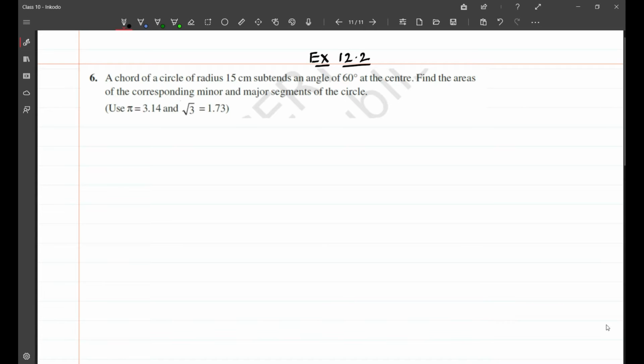Let's see question number 6. A chord of a circle of radius 15 centimeter subtends an angle of 60 degree at the center. Find the areas of corresponding minor and major segments of the circle. In this question we should take pi value as 3.14 and root 3 value as 1.73. Let's draw the question.